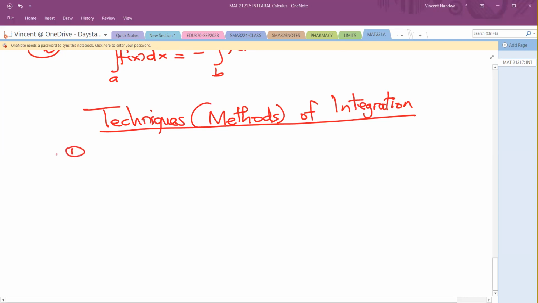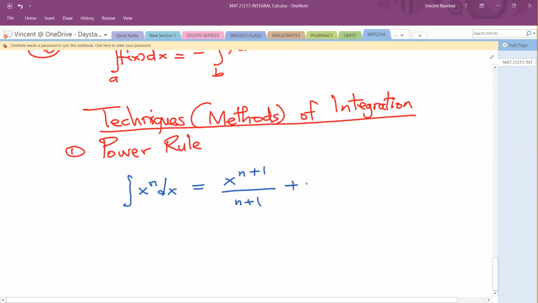So one, the basic one that you know from your high school, is what we call the power rule. The power rule says that to integrate x power n dx is the same as x power n plus 1 divided by n plus 1, plus c. And there's a restriction that n must never be -1 for that to apply. So that's what we call the power rule.